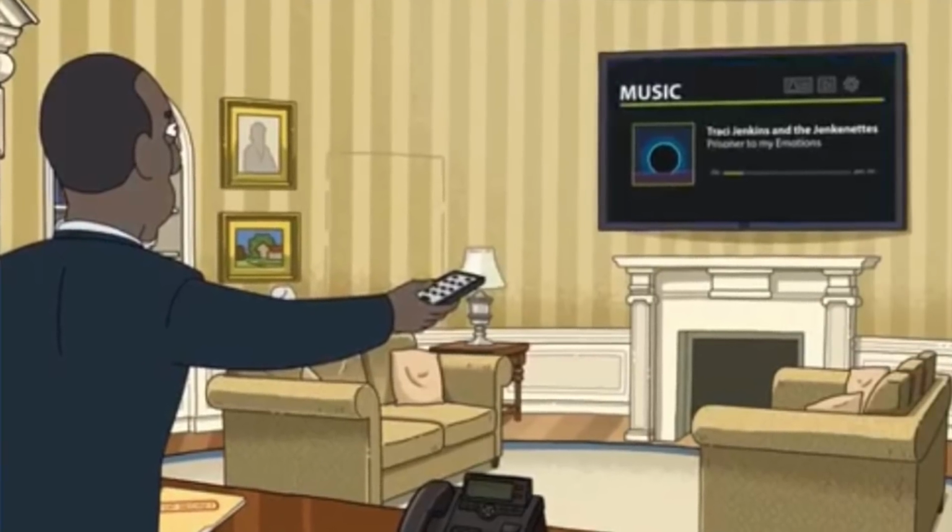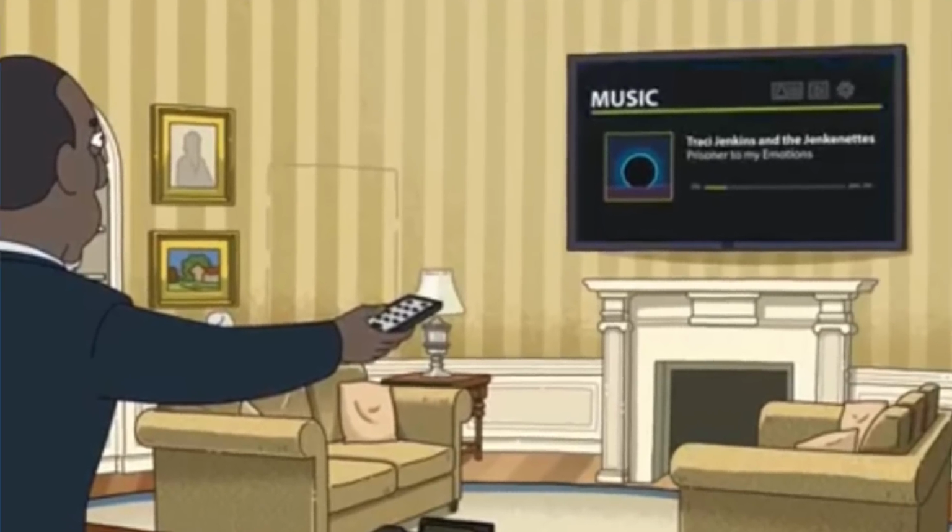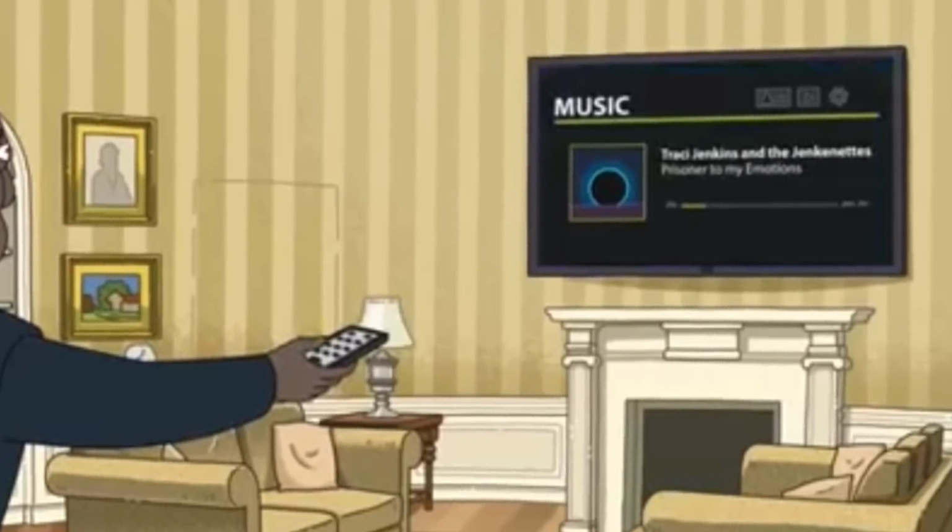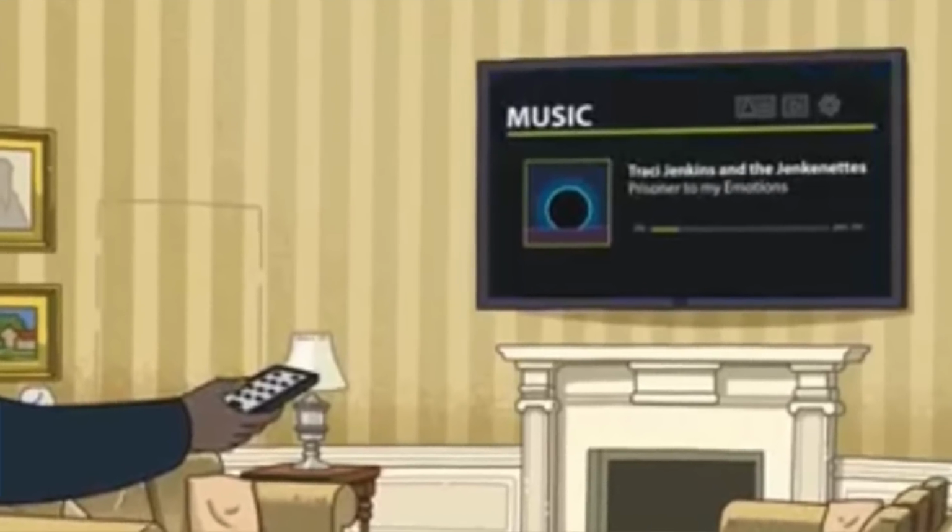Googas! Right? Not entirely sure how important this is, but the song the president puts on is called Tracy Jenkins and the Jankinettes, Prisoner of My Emotion. It's an original song by the creators of the show, so I thought it was pretty cool they threw that in the background.